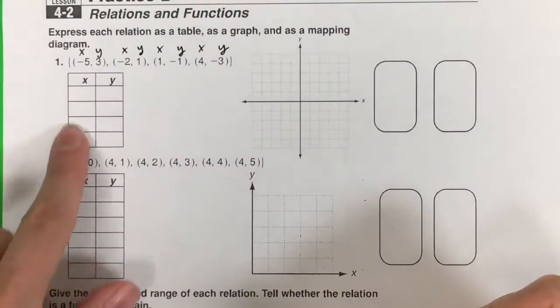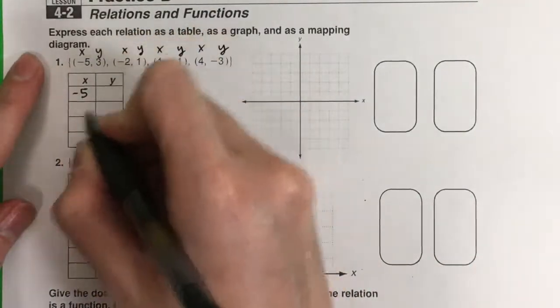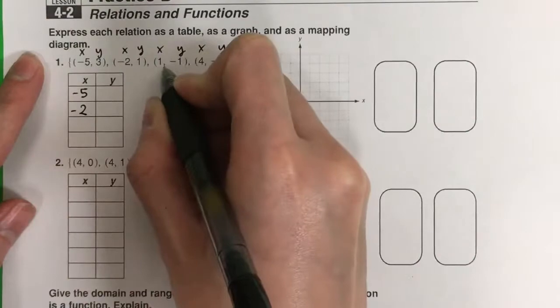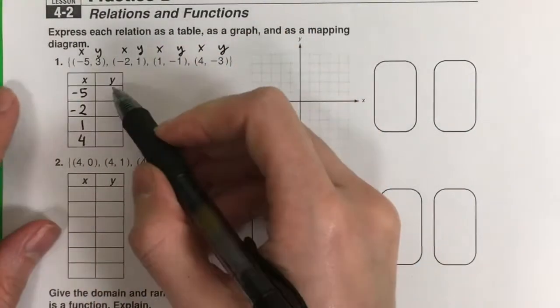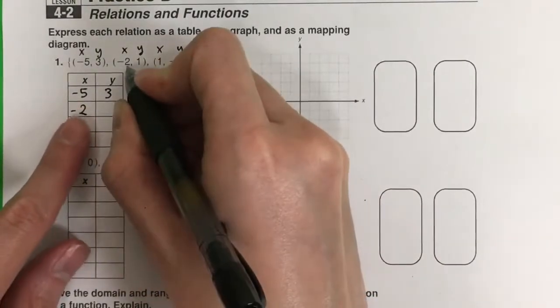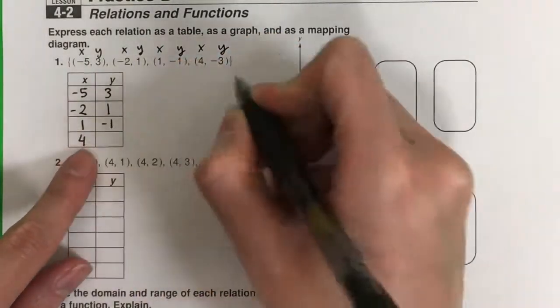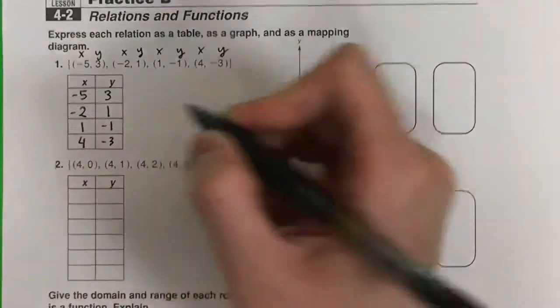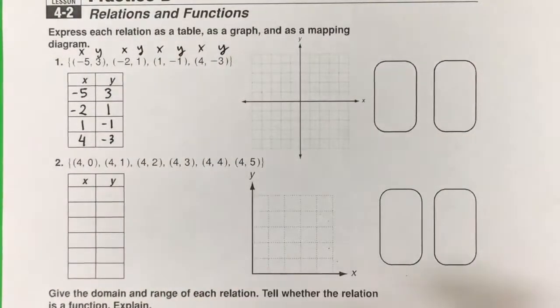And then what I'm going to do is I'm going to list my x's. So my first x is -5, second x is -2, third x is 1, and my fourth x is 4. And then I'm going to do the y's. So -5 is with 3, -2 is with 1, 1 is with -1, 4 is with -3. Okay? And now we're going to go ahead and graph these.